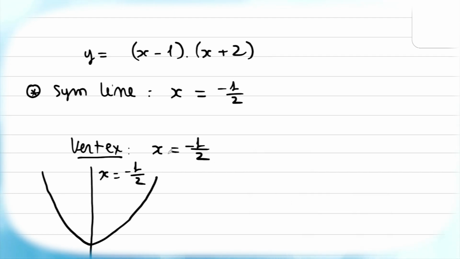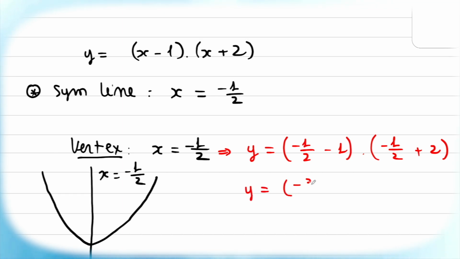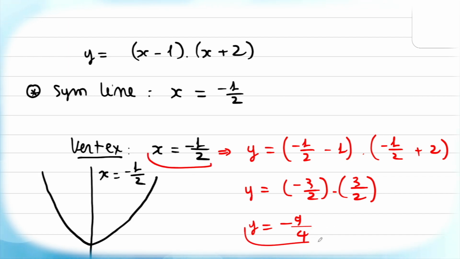I will use the value x equal to minus 1 over 2 and substitute it into the equation: minus 1 over 2 minus 1, and minus 1 over 2 plus 2. After that, we get minus 3 over 2 multiplied by 3 over 2, so y equals minus 9 over 4. So the vertex will be minus 1 over 2 and minus 9 over 4. Okay, that is how you determine the vertex from the symmetrical line.